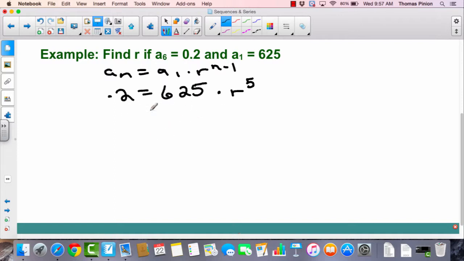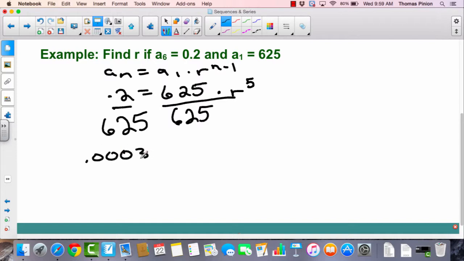So now it's an equation. So 625 is multiplying r. So we need to divide by 625 on both sides. 0.2 divided by 625 is 0.00032, which equals r to the 5th power.